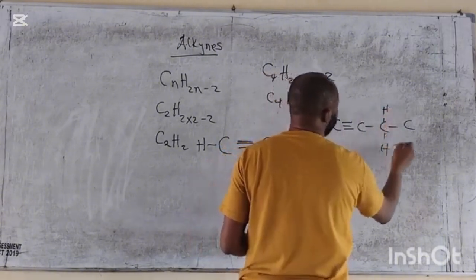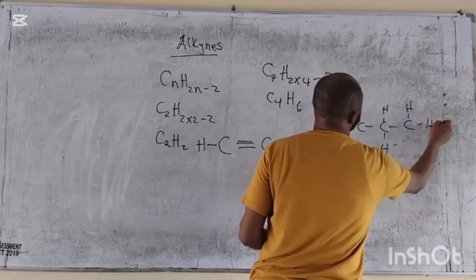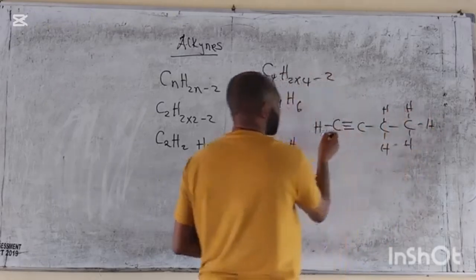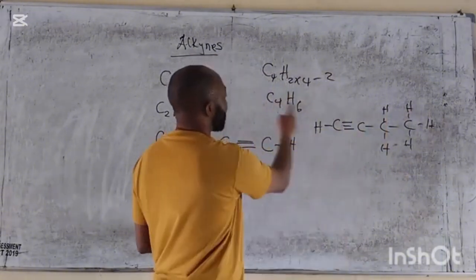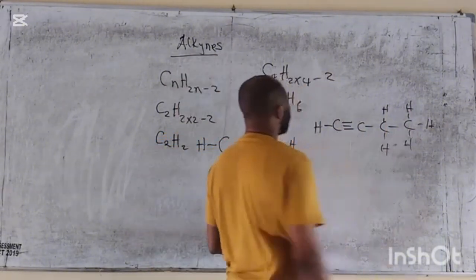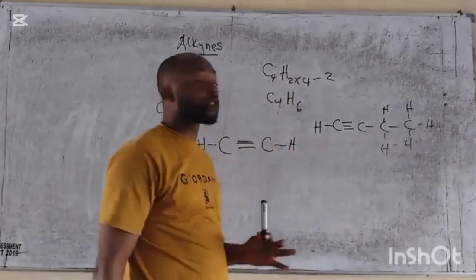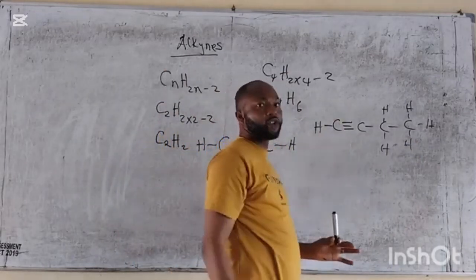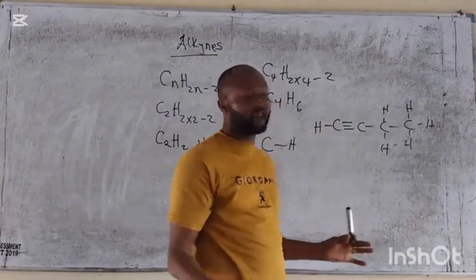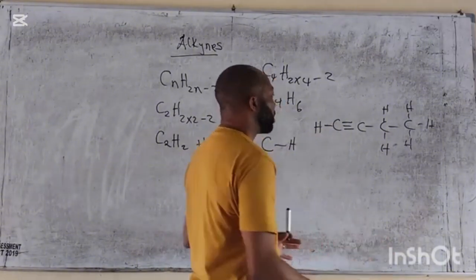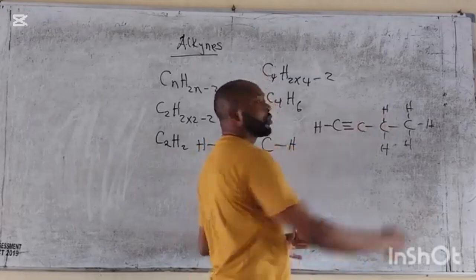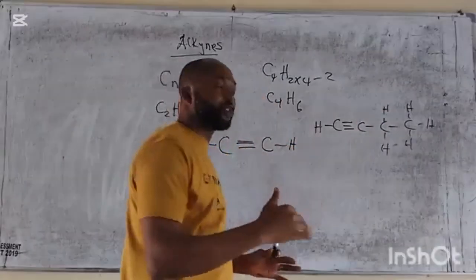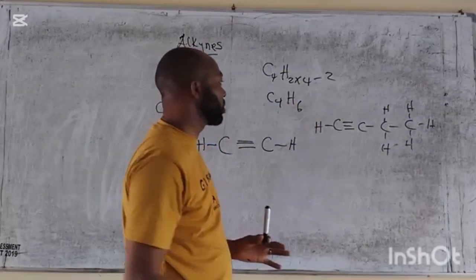1, 2, 3. So we count our hydrogens: 1, 2, 3, 4, 5, 6. So the hydrogens are 6. The carbons are 4: 1, 2, 3, 4. This gives us our butyne. In this case, it's just called butyne because the triple bond is on its terminal carbon. So I don't need to call it 1-butyne. We understand why it has to be like that. But if it is in the middle here, that becomes 2-butyne, where we're going to deal with isomerism, where we have different structures that can be coined out from one compound.